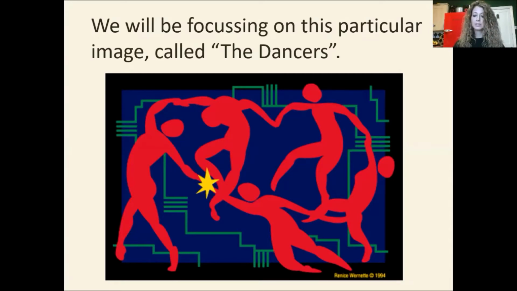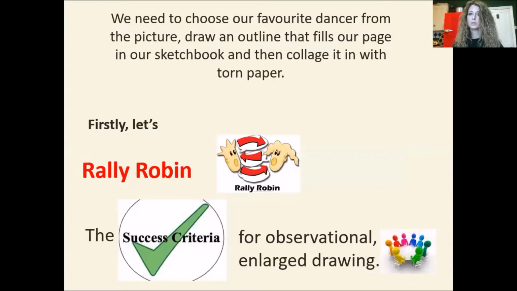So anyway, our task today is to choose our favourite dancer from this picture. So if you're at home, you might need to go back to that video and have a look at it again. We are going to draw an outline that fills our page, an A4 page, in our sketchbook or on a piece of paper, and we're going to collage it in with torn bits of paper.